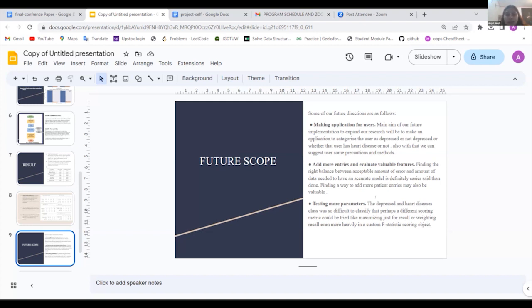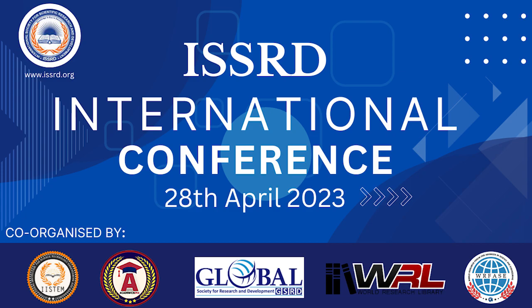And the last direction can be testing more parameters. The depressed and heart disease class was so difficult to classify that perhaps a different scoring metric can be tried, like maximizing just for recall or weighting recall even more heavily in a custom F-score scoring object.